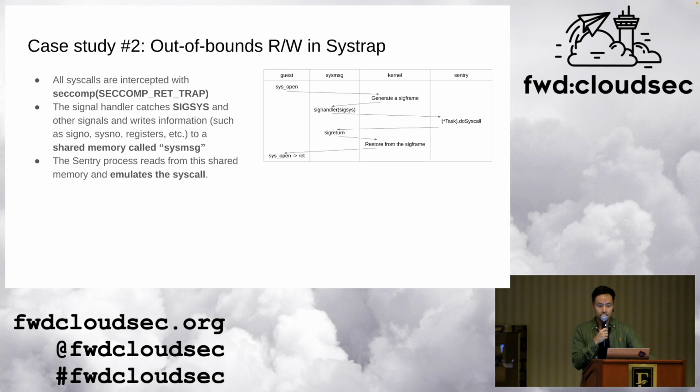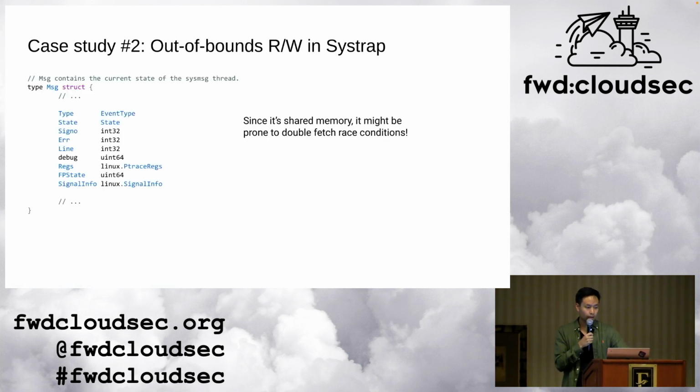The second vulnerability is in the new systrap platform. As mentioned earlier, syscalls are intercepted with seccomp, and a signal handler is installed, which catches syscall signals and propagates this information to the Sentry via shared memory. And this shared memory is called the sysmsg. The Sentry then reads from this shared memory and emulates the syscall. So every time you hear shared memory, a bell should ring, namely, if multiple processes can read and write from the same memory, it could be prone to double fetch race conditions.